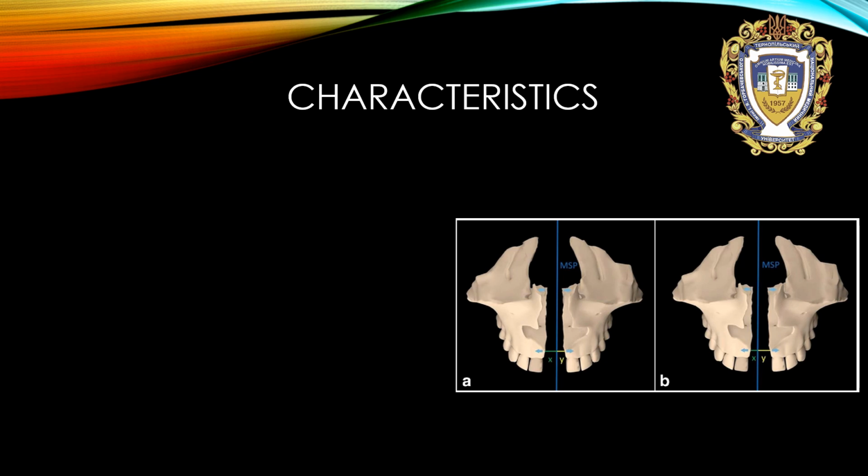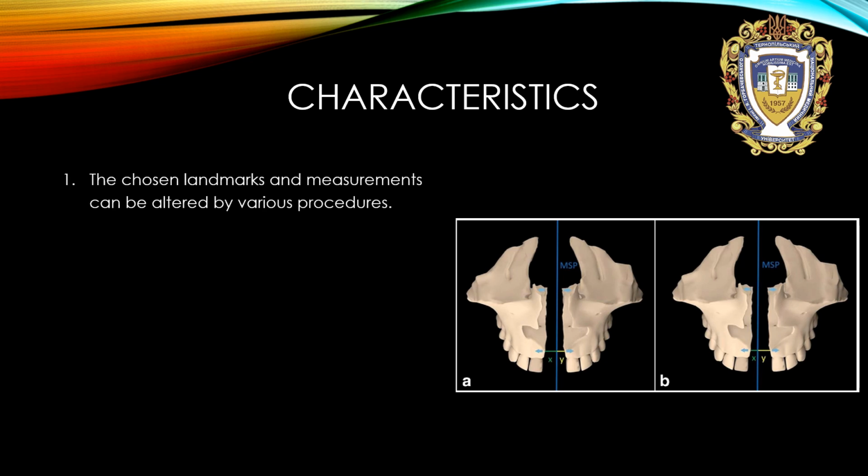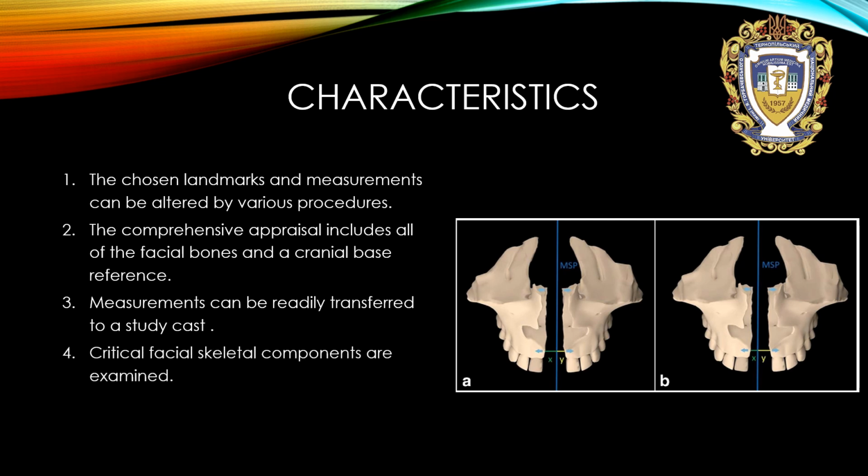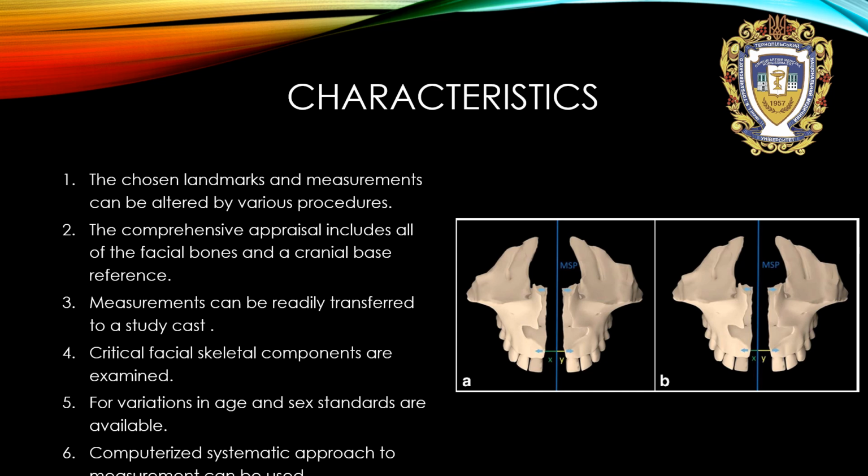And now, let's continue to talk about characteristics. First one: the chosen landmarks and measurements can be altered by various procedures. The comprehensive appraisal includes all of the facial bones and the cranium base reference. Measurements can be readily transferred to a study cast. Critical facial skeletal components are examined. For variations in age and sex, standards are available. A computerized systematic approach to measurement can be used.